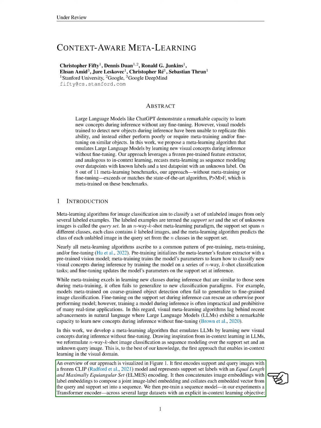It then combines image embeddings with label embeddings to create a joint image-label embedding and collates each embedded vector from the query and support set into a sequence. We then pre-train a sequence model, specifically a transformer encoder, across several large datasets with an explicit in-context learning objective: classify the query given an input sequence composed of the support set and query point.